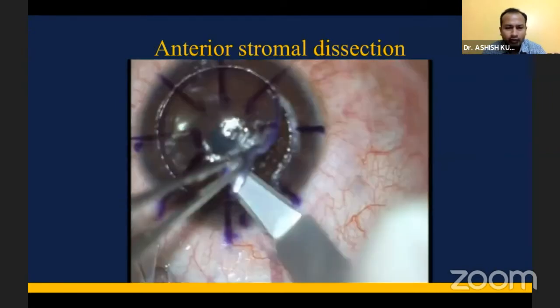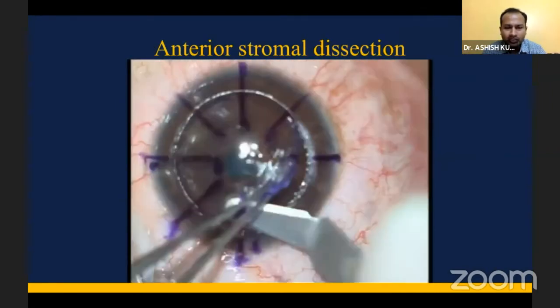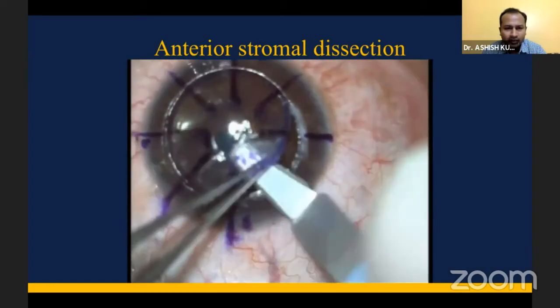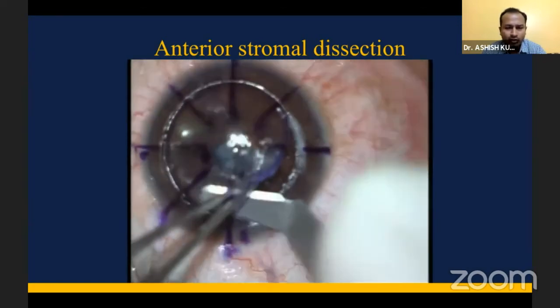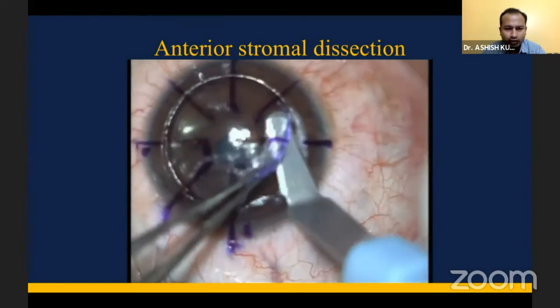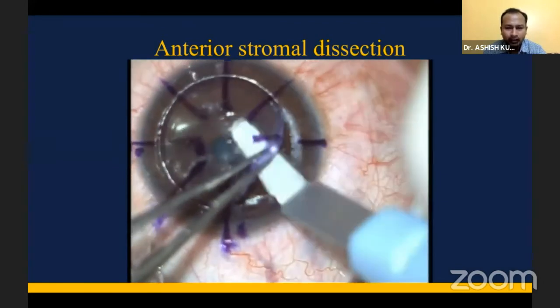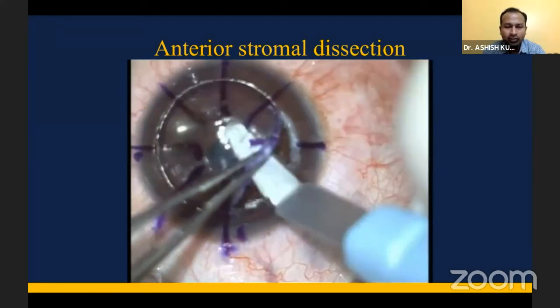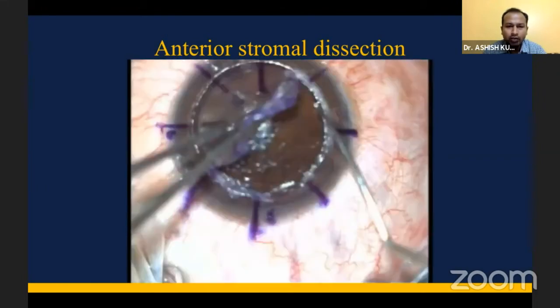Then after you have done the trephine, comes the stromal dissection. There are two ways of doing stromal dissection. Sean very nicely pointed it out, I would just add a little bit here. If you want to remain in the same plane, do a closed flap dissection. And if you think that you have gone deeper, then you'll have to do an open flap dissection.